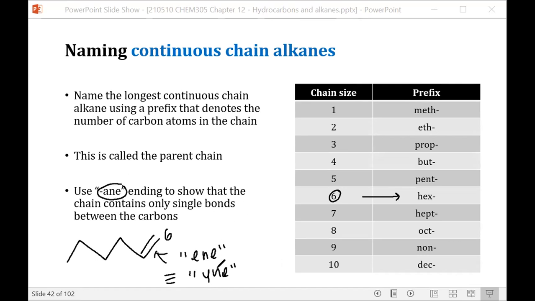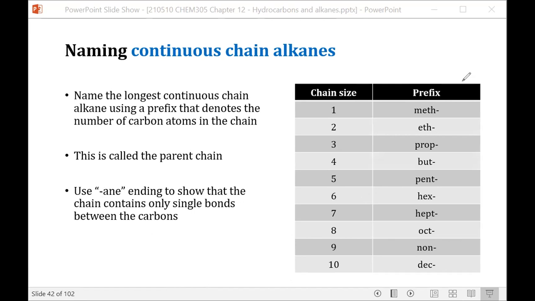And then it can get more complex with double or triple bonds because you use a number to show at what carbon the double or triple bond is located. But in this chapter, we're just dealing with alkanes, which means that we don't have any double or triple bonds. So at the end of your chain name, you add the ane ending.